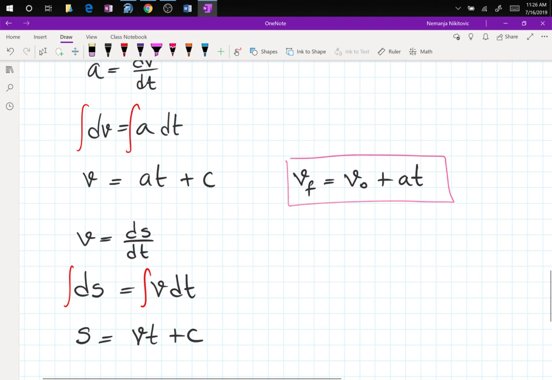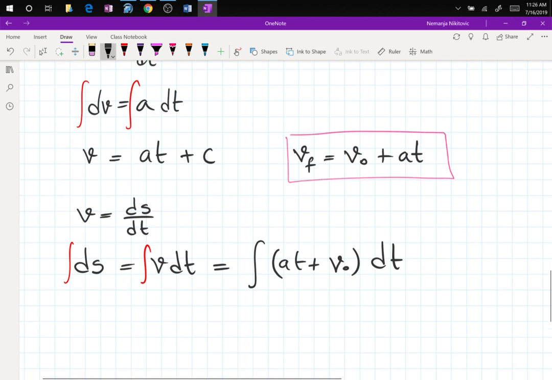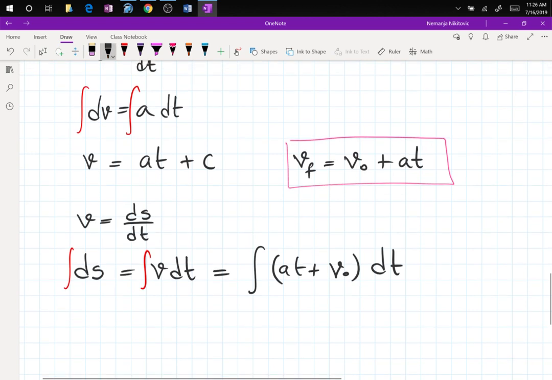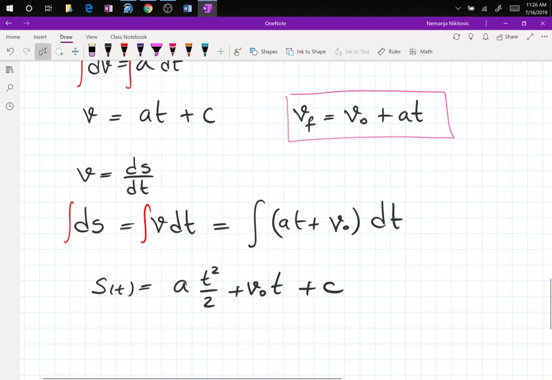Oh, hold on. Velocity is given as at plus v0. That's the part that I missed. So now you're integrating the equation for velocity, and you will get that s of t, the position function, is equal to acceleration times time squared over 2 plus v0 t plus some constant c.